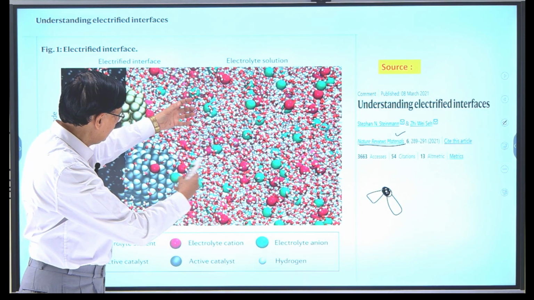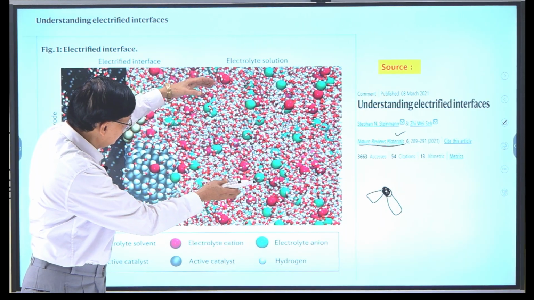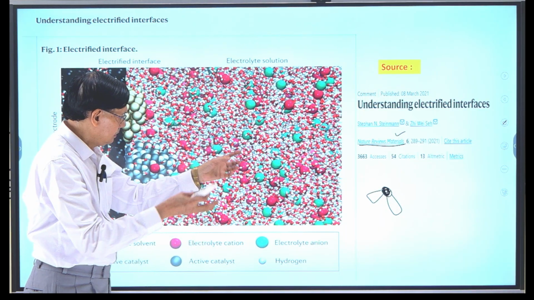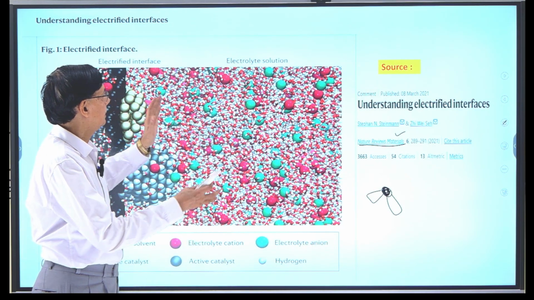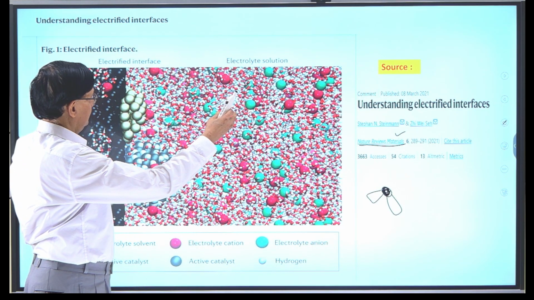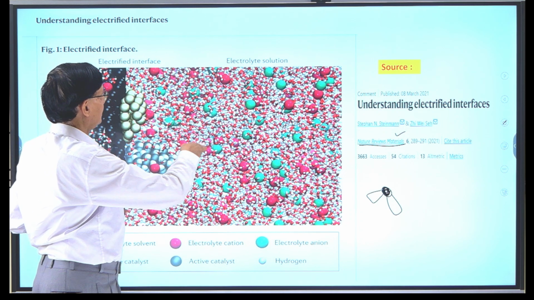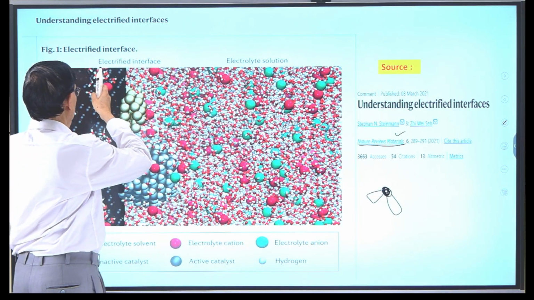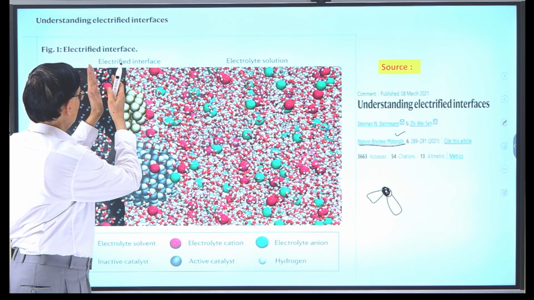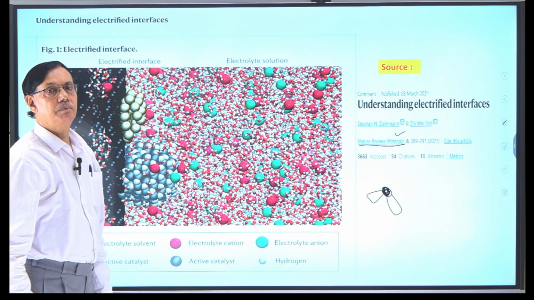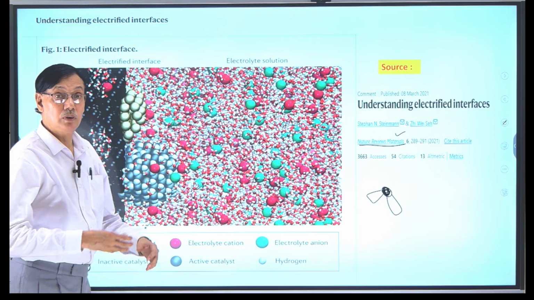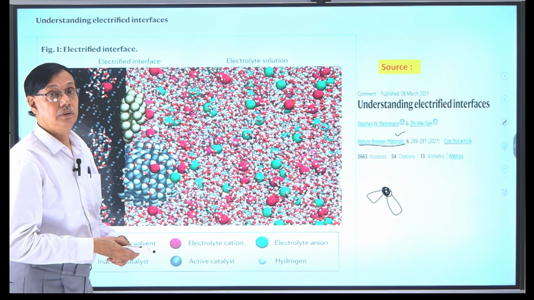You see, there is a mixing, and large number of solvents are also there. You see, of course, the green color are, so that means the electrified interface electrolyte solution is here. So it is the interface in between electrode and electrolyte solution. So therefore we call it electrical double layer.